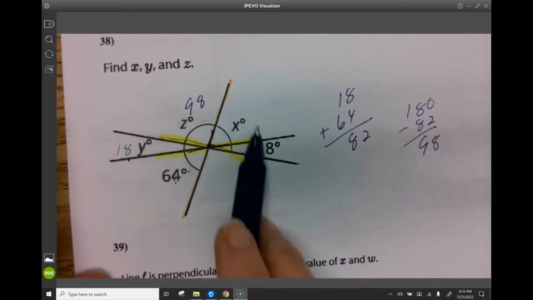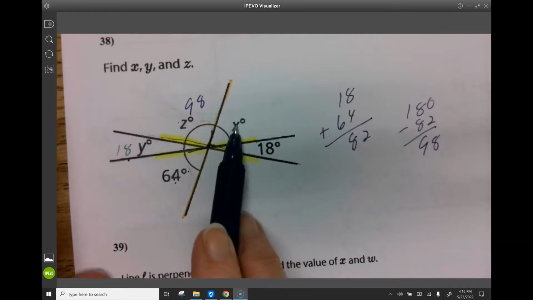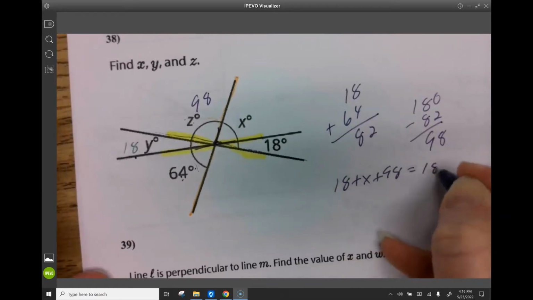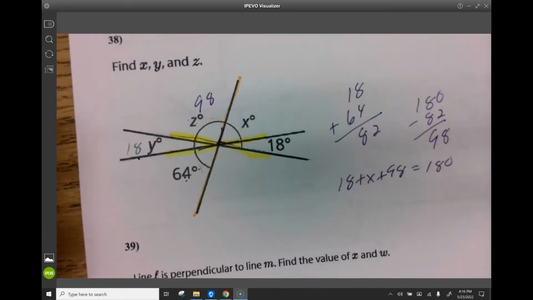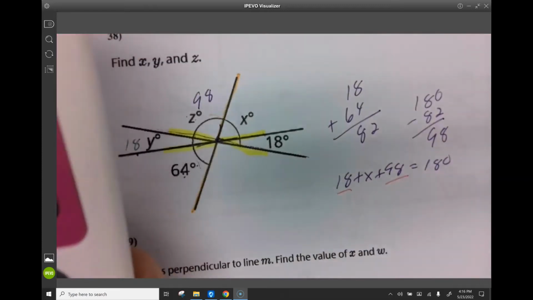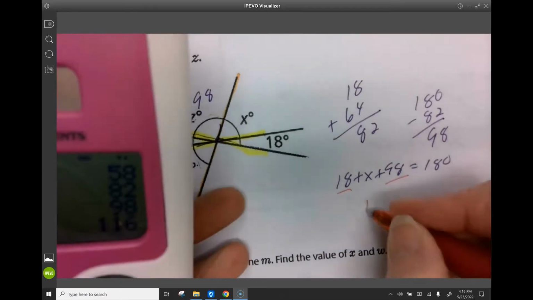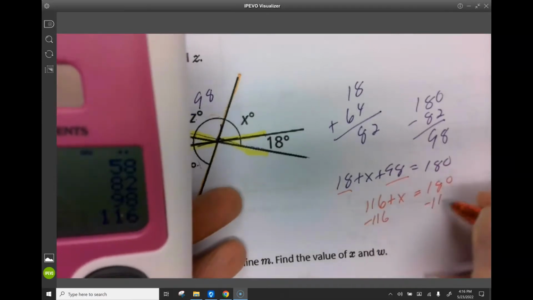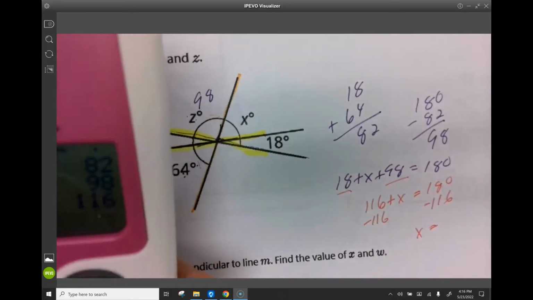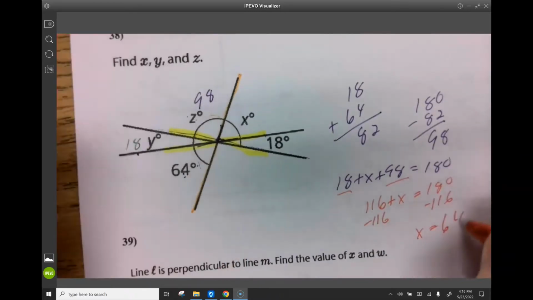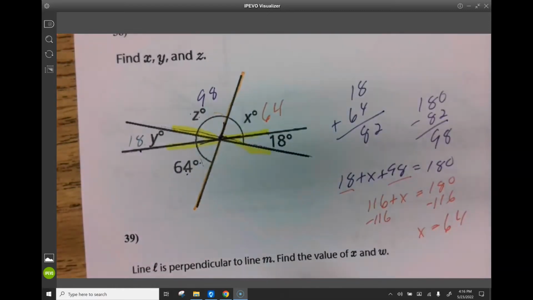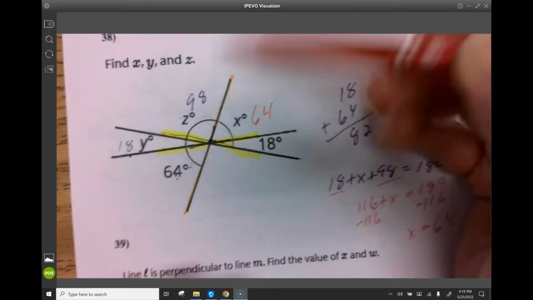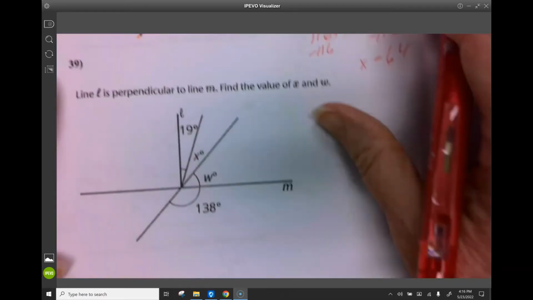Now I can use that information to find this angle. One is 18, another one is x. So if I write an equation, it would be 18 plus x plus 98 is equal to 180. I can combine like terms, so I get 116 plus x is equal to 180. Subtract 116, and I get 64. So this angle is 64. Notice what I had to do. I had to go with what I knew. I knew vertical angles, then I knew this was 180 because it's on a line. Good.